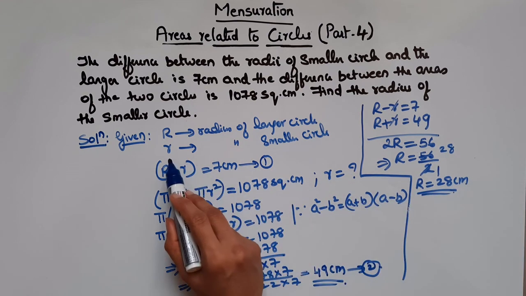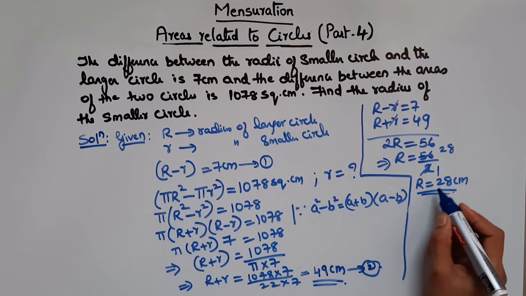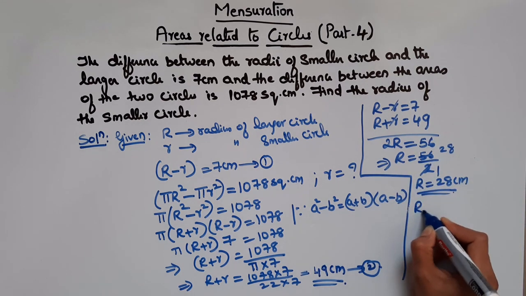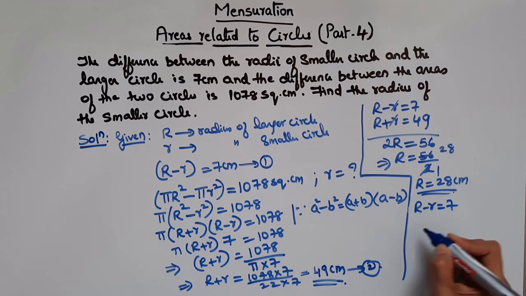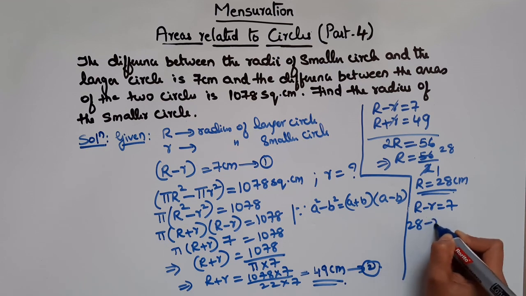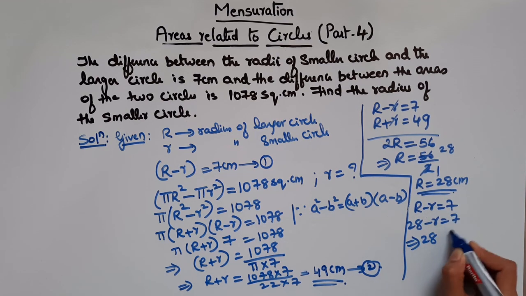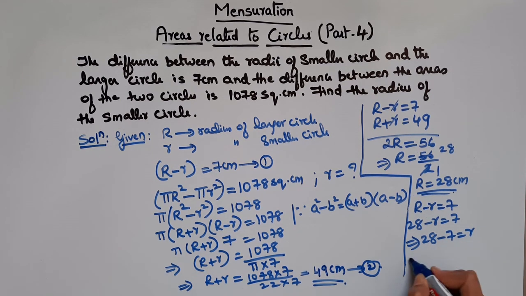But we want the radius of the smaller circle. So simply substitute the value of R in any of the equations. So we have R minus r is equal to 7. So R here is 28, 28 minus r is equal to 7, which implies 28, we will bring this to the other side, minus 7 is equal to r, which implies r is 28 minus 7, which will give you 21. So 21 centimeter. The radius of the smaller circle is 21 centimeter.